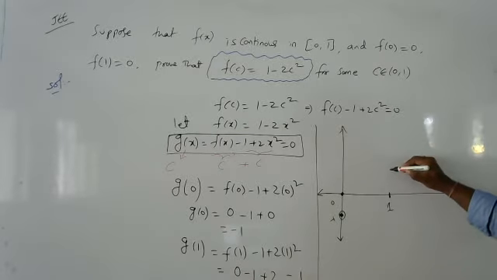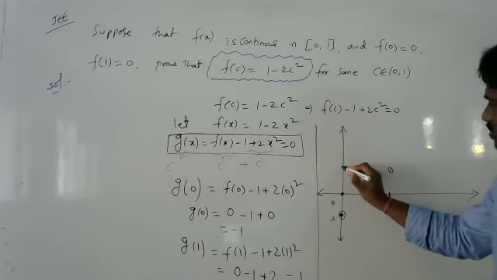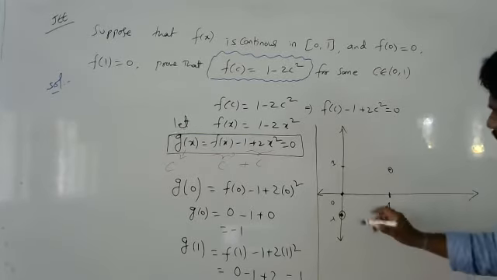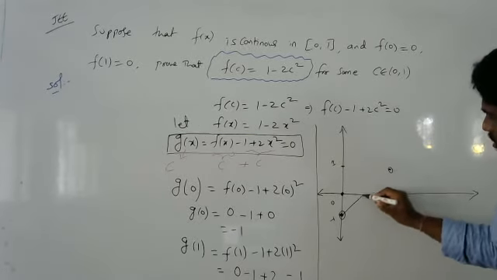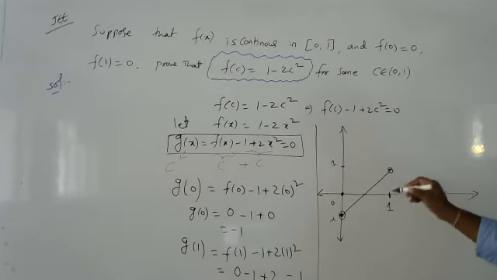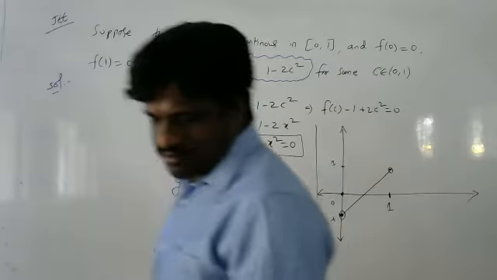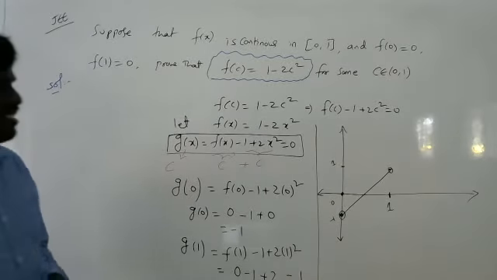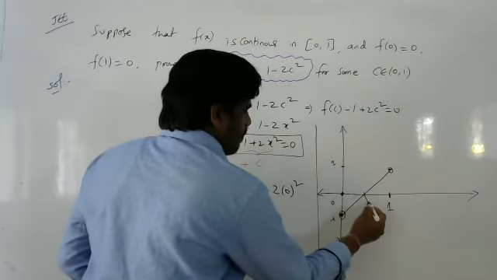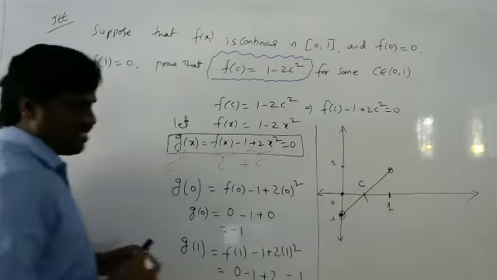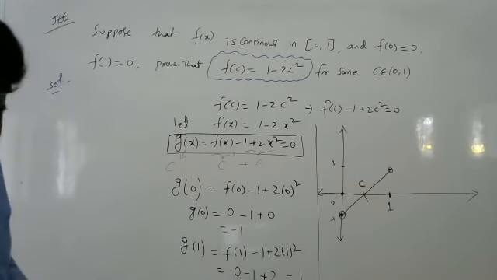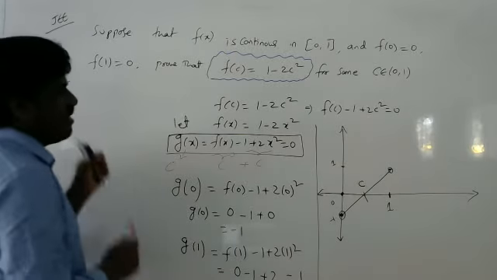Plus 1 means here is the point. If I assume this is plus 1 and this is minus 1, this is the point. Now if I join these two points, whether this function is going to intersect the x-axis or not, at some point C it is going to intersect. So g of c will be 0.